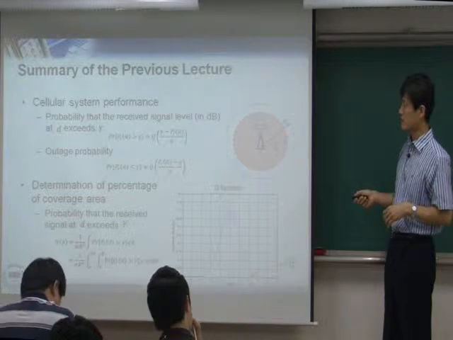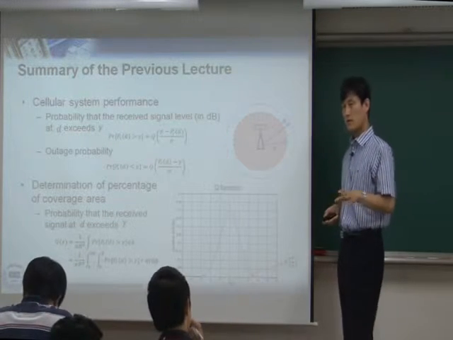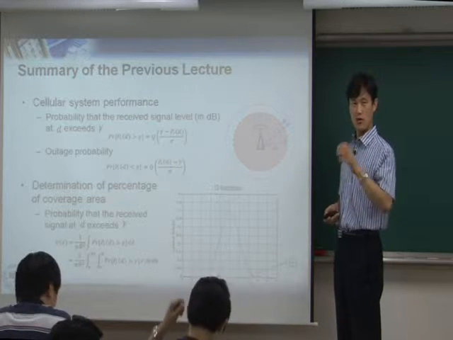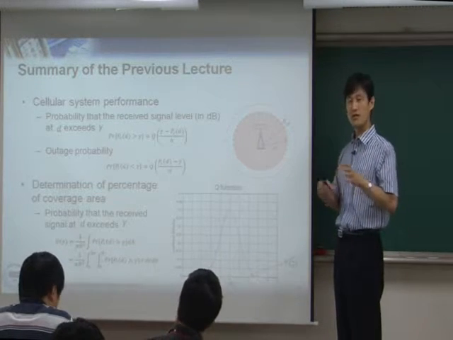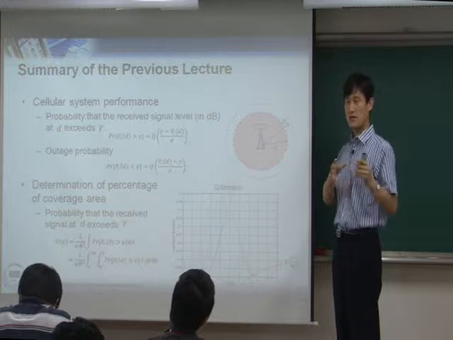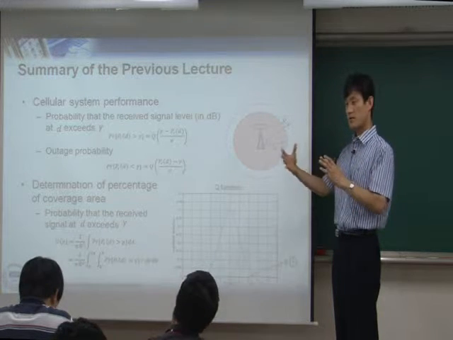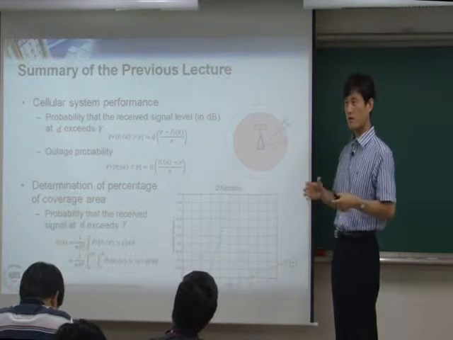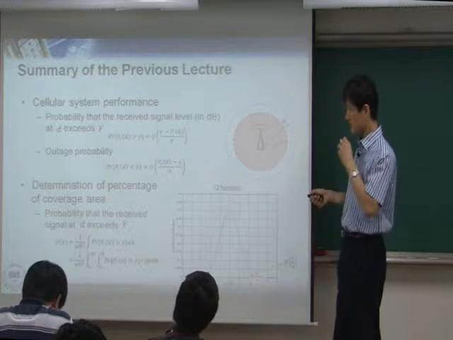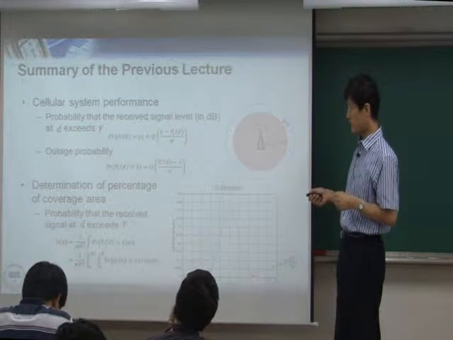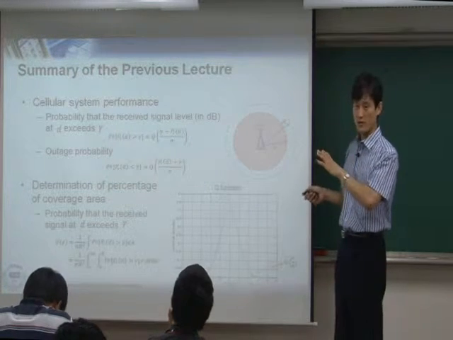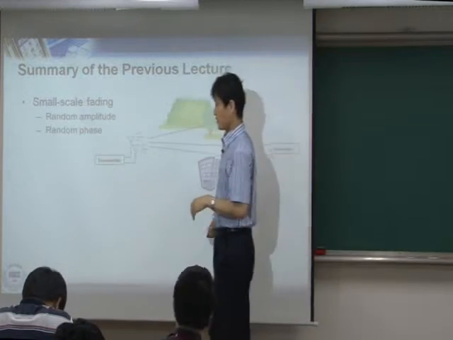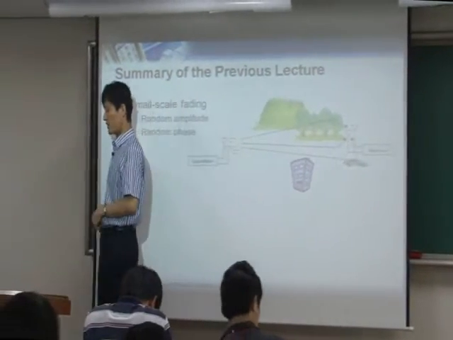Okay, that's the message. In some research papers, you often see the outage probability here and there. Outage probability of this system or some cellular system, and people talk about outage probability. Whenever they talk about outage probability, you just think about the shadowing concept. Okay. And the third thing is small scale fading.